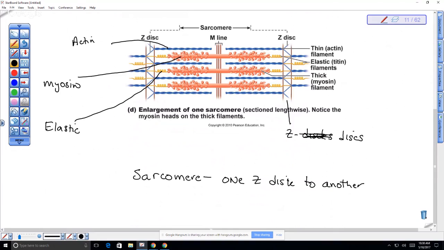And it is the unit of shortening or contraction. Shortening via contraction.